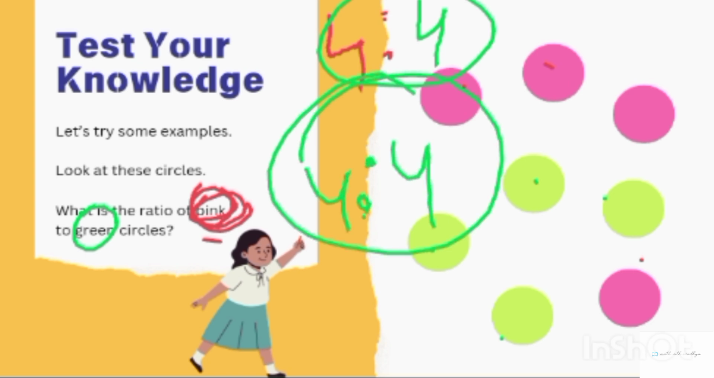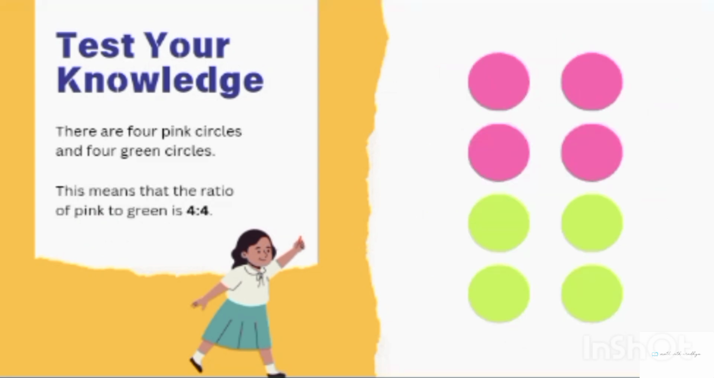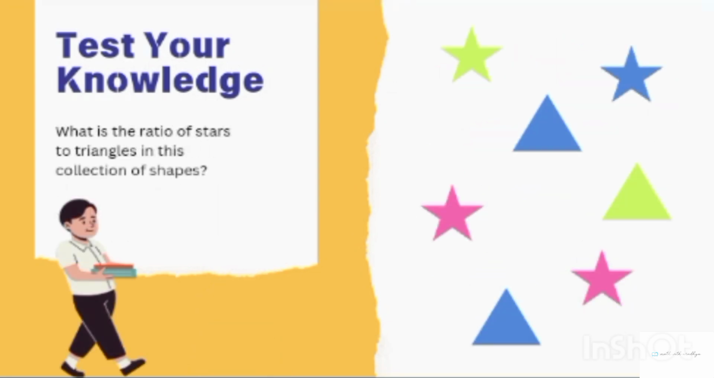It means our ratio would be 4:4. Okay. Now we have: what is the ratio of stars to triangles in this collection?